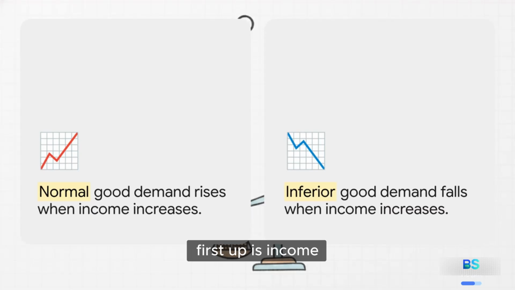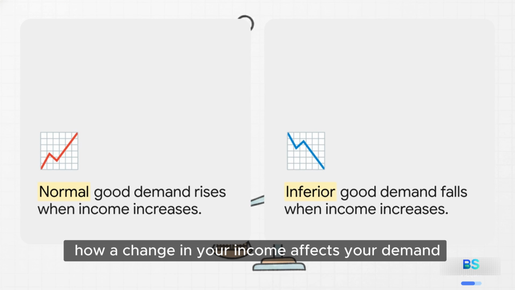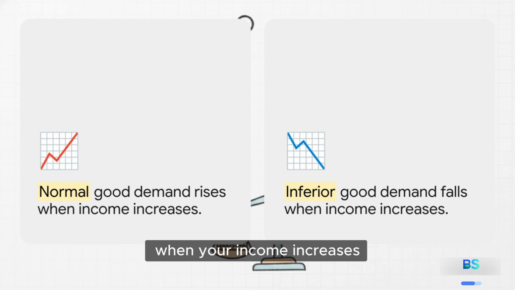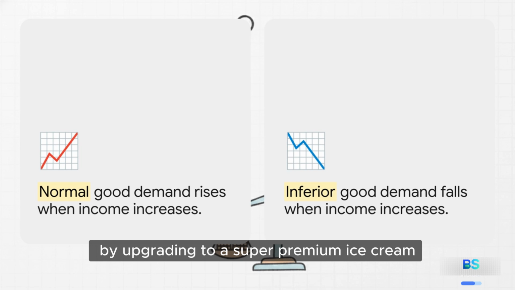First up is income. How a change in your income affects your demand completely depends on the type of good we're talking about. A normal good is one where demand rises when your income increases. Think of treating yourself by upgrading to a super premium ice cream.